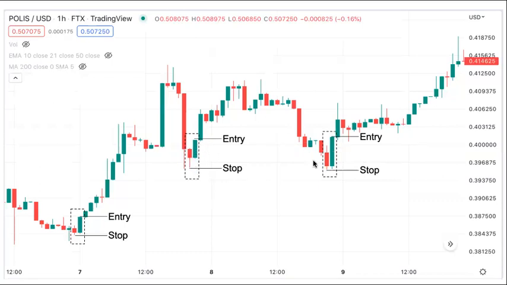Right. So this is another opportunity for me to enter. Let's assume I stopped out at break even. This trade, okay, waste time. Never mind. At least I didn't lose any money. I got another opportunity to enter here. Entry here, stop loss here.